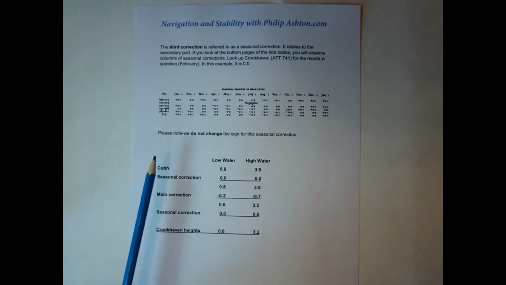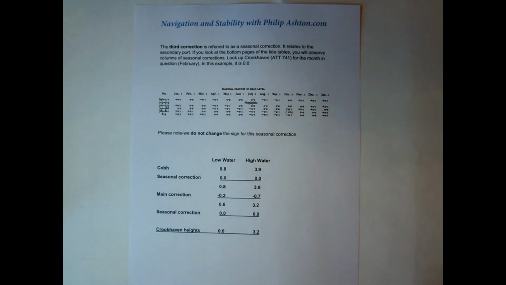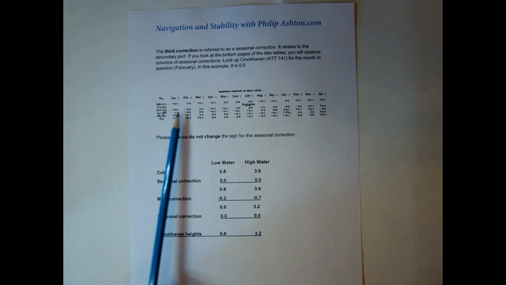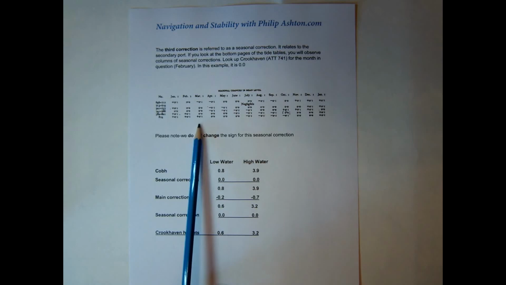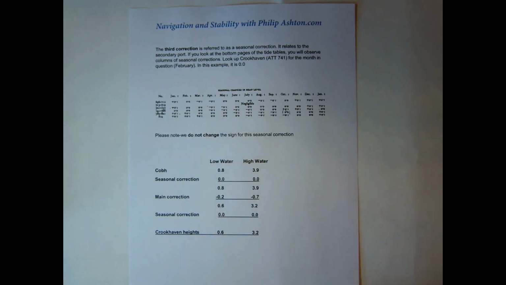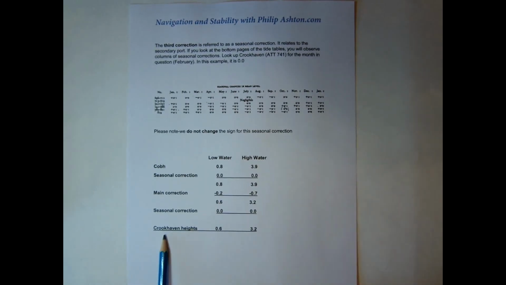The third correction is the seasonal correction, and this is the correction for the secondary port, Crookhaven. And we do not change the sign. So again, go to February, and in this instance it's again 0, but had it been a value, we would have put it in as it is and not changed the sign. So we can see we've ended up with Crookhaven heights of 0.6 and 3.2.